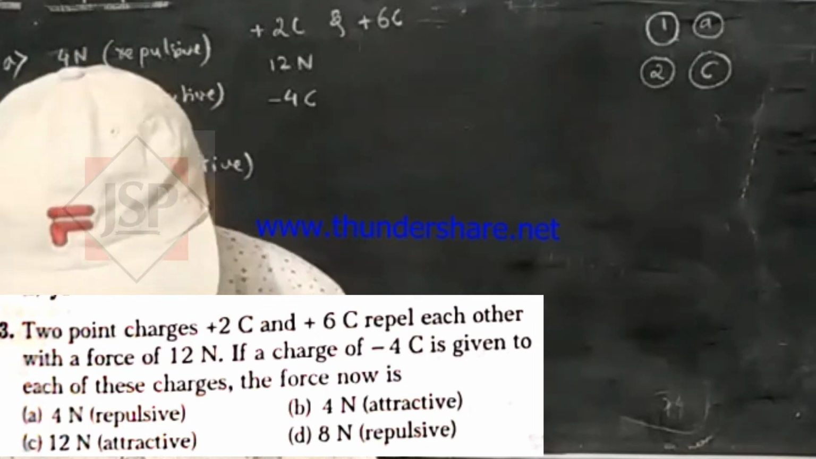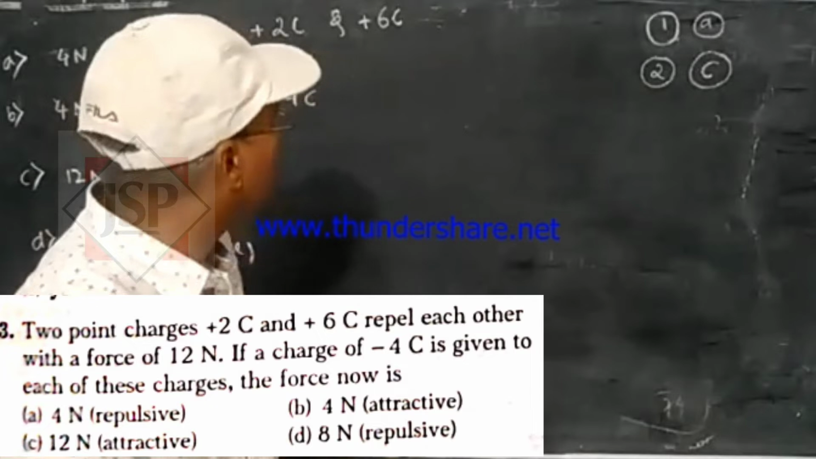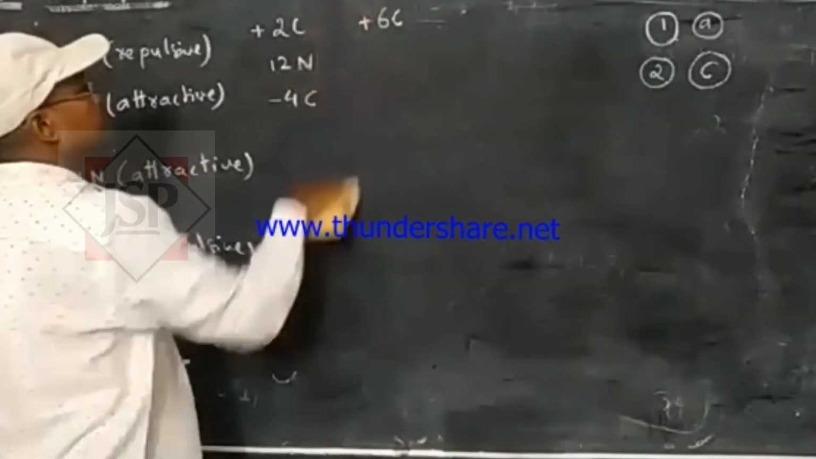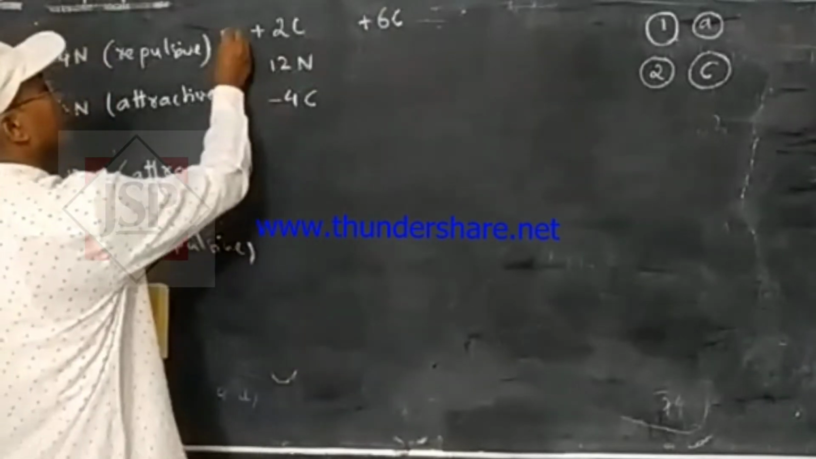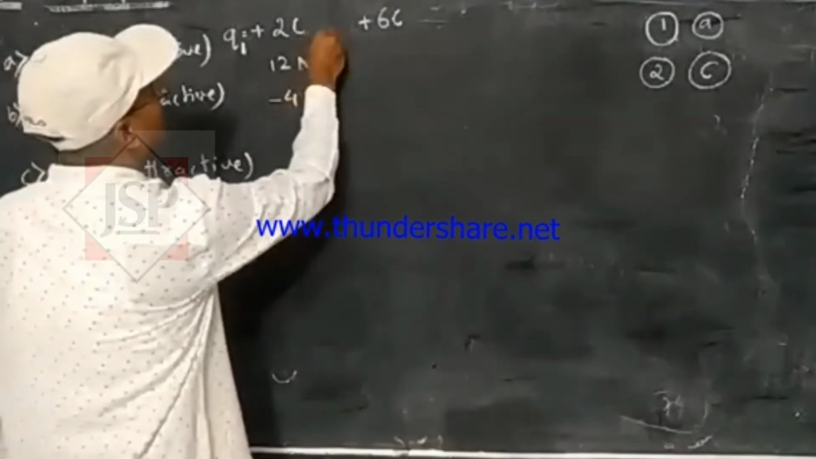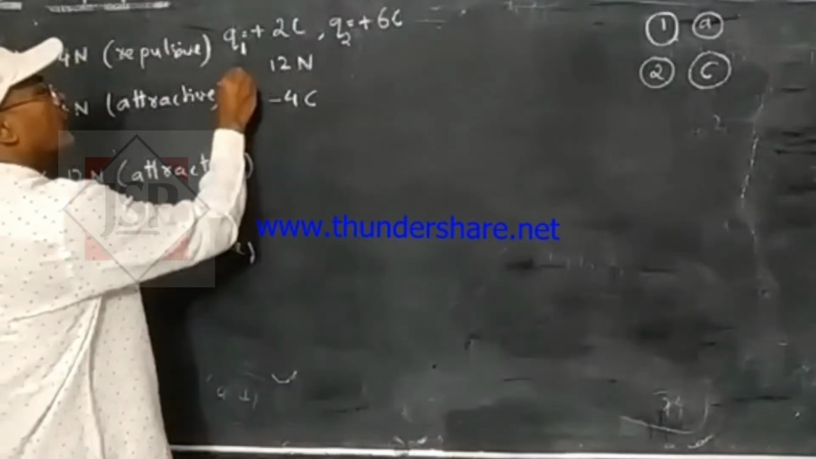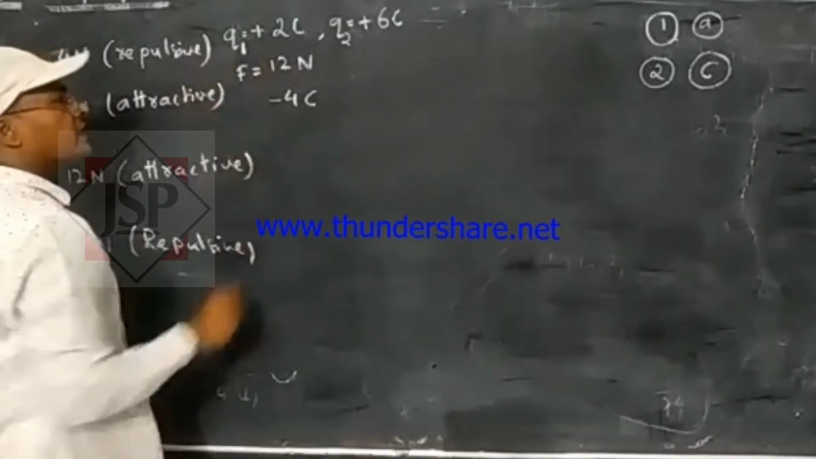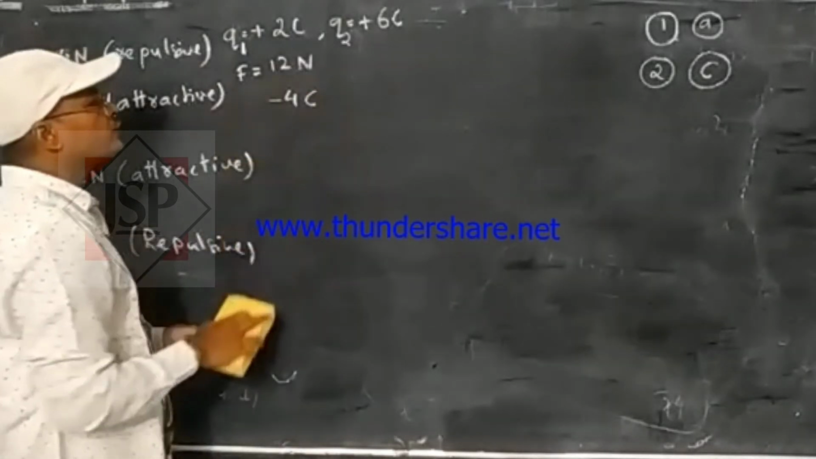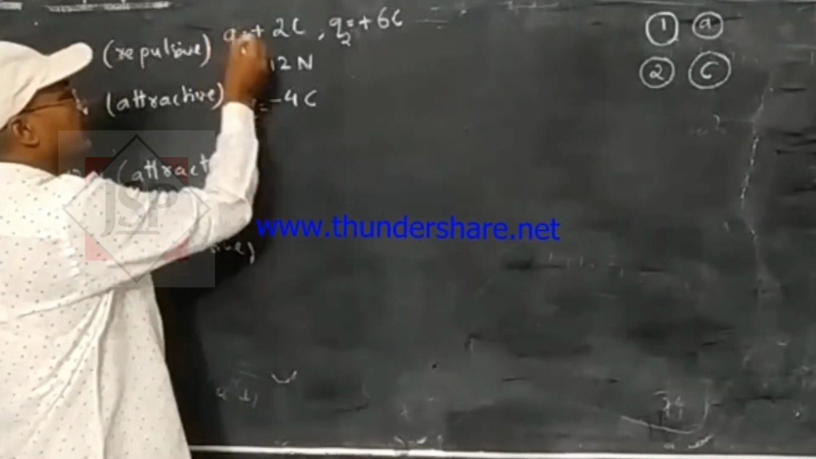You people know that we use Coulomb's law, and according to Coulomb's law we can solve it. Here the Q1 and Q2 values are given. Q1 equals plus 2 Coulomb and Q2 equals plus 6 Coulomb, and the force is given as 12 Newton. Afterwards the minus 4 charge is given, which I am going to write as Q.